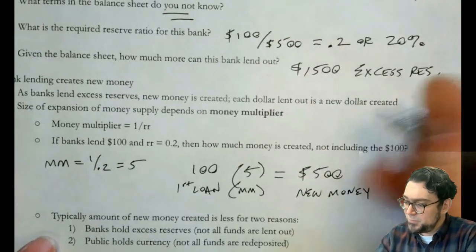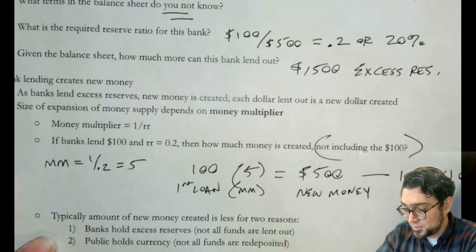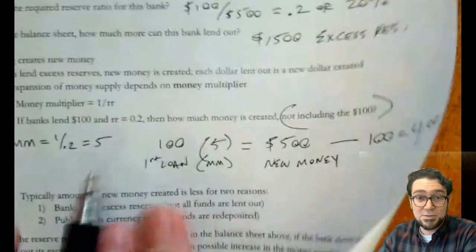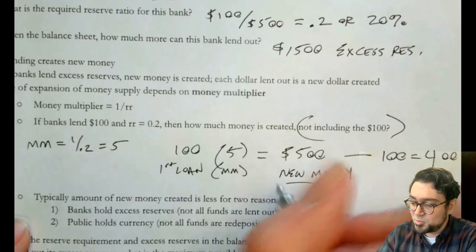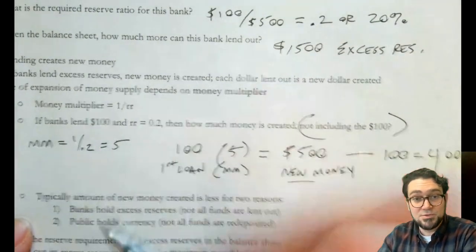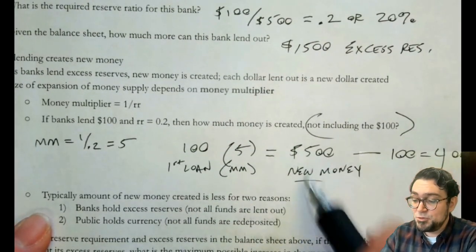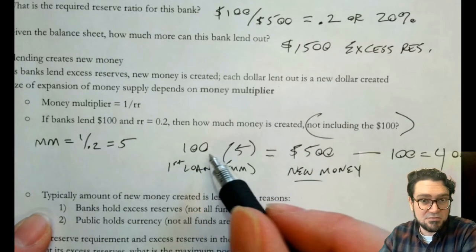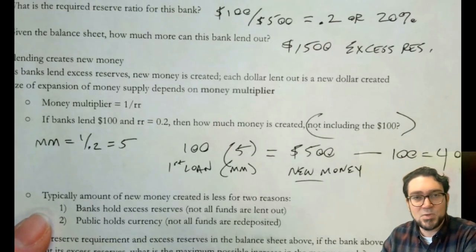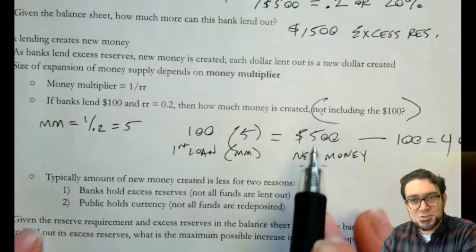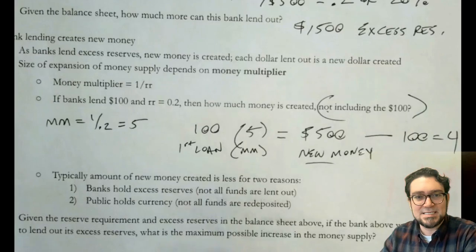Now, if we were to not include the first $100, then $500 minus 100 equals 400. So thinking about what the original amount of the first loan is, sometimes you get questions like that. But this is really the most important part: you take the initial loan, the first loan that gets made, and multiply it by the money multiplier. The total amount of new money created includes the first loan, typically the 100. If we said not including the 100, then we subtract it out. I know this sounds like witchcraft of some kind, but it's really not. It's just a function of how banks actually operate.